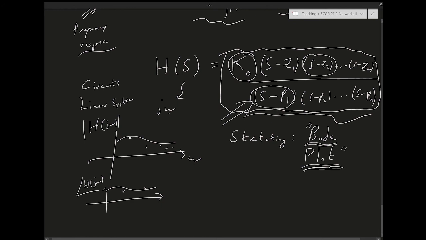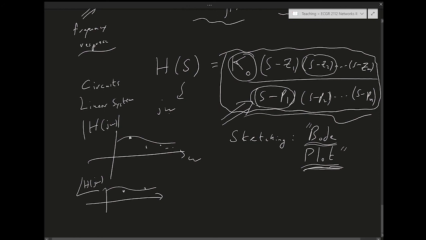Now the problem here is, because the poles and zeros are multiplied with each other and divided, it's division and multiplication, we cannot simply plot each pole and zero separately and just add them together.